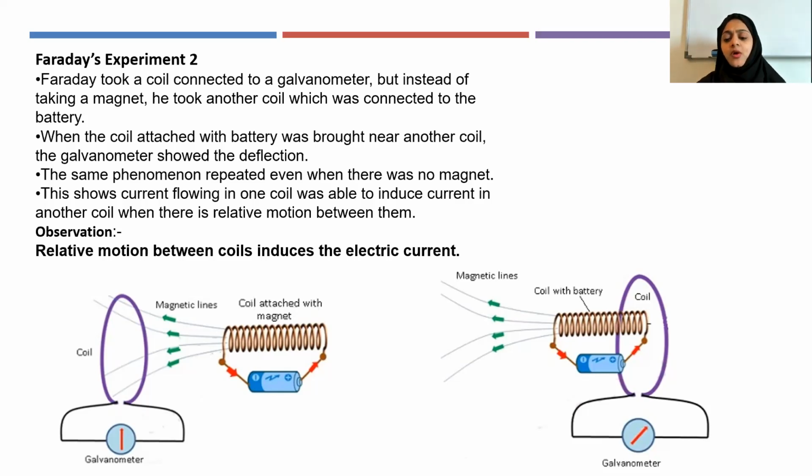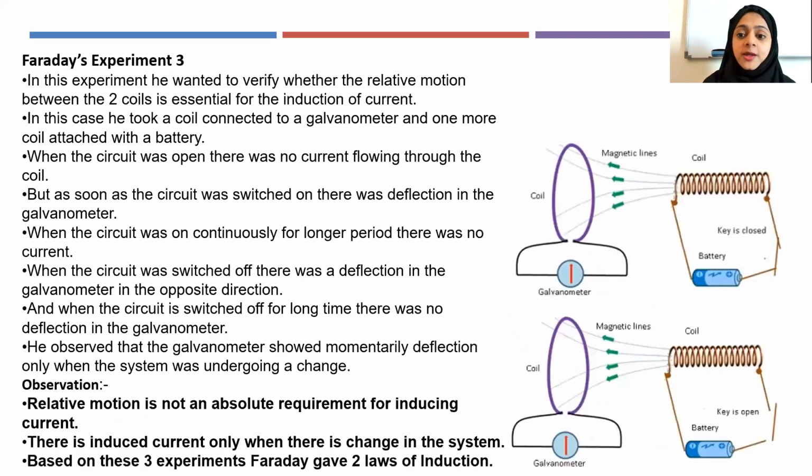So Michael Faraday also wanted to verify whether it is the relative motion between the two coils which is essential for the induction of current. So in this third experiment, he wanted to verify whether the relative motion between the two coils is essential for the induction of current. Now he didn't move both of the coils. Both coils are at rest.